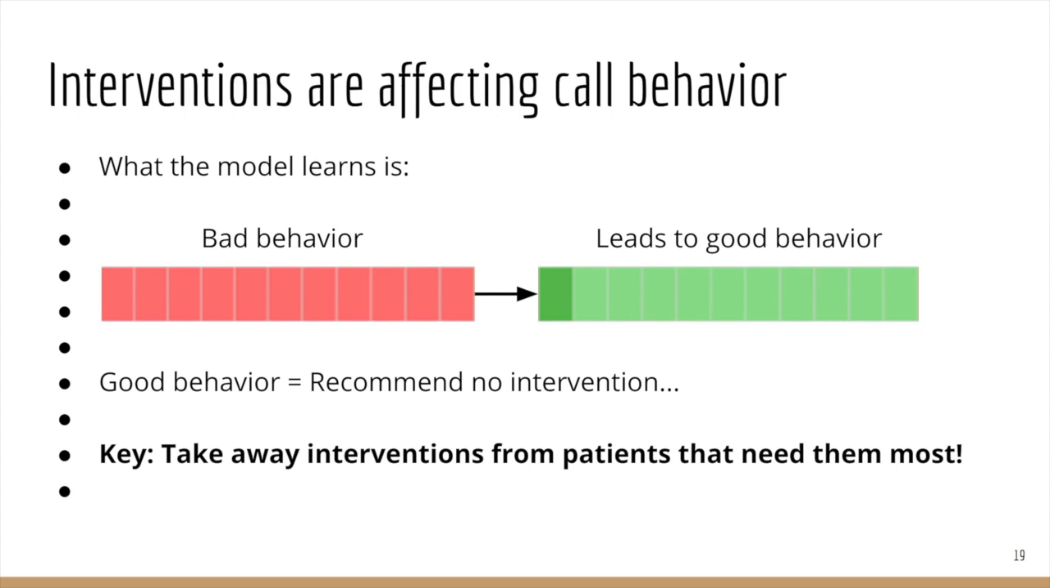But since we can't see that intervention, if we trained a model on this sample, all it would learn is that bad behavior leads to good behavior. So the next time the model sees someone with bad behavior, it will assume they will follow with good behavior, recommending no intervention to a patient that actually needs it most.